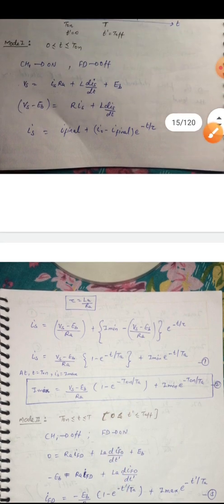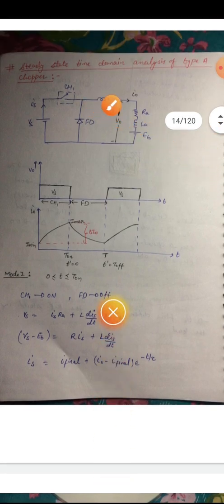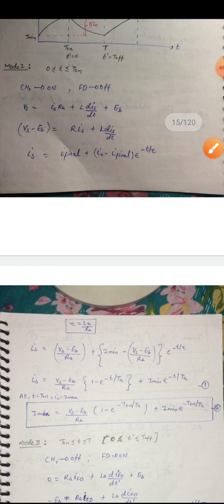What will be the final current? You know that in the steady state mode, the inductor gets short circuited, so the final current will be (Vs minus Eb) divided by Ra, because the inductor gets short circuited in steady state. So I final will be (Vs minus Eb) by Ra.